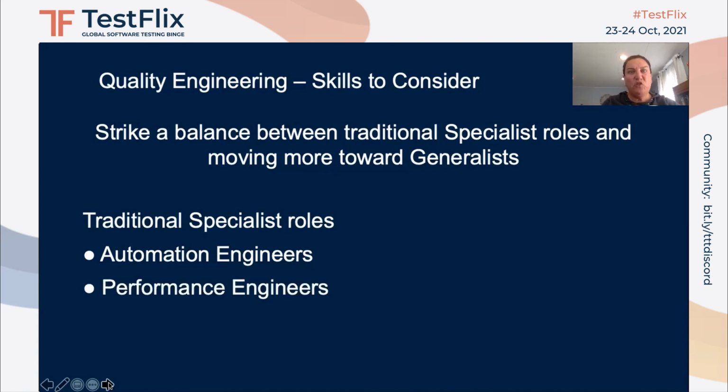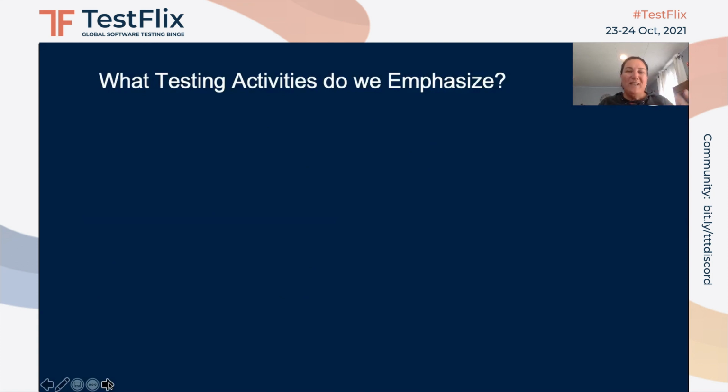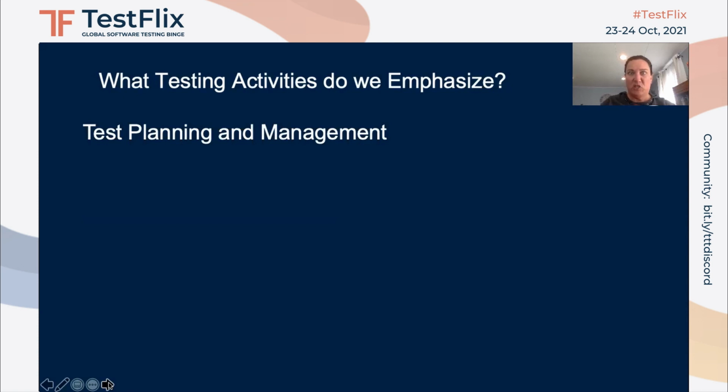So when we think about those traditional specialist roles, the quality engineering role really aims to take some aspects of those more traditional specialist roles and bring them into more of a general service that we provide. So what testing activities do we emphasize specifically? Well, some of those are test planning and management. Everyone probably is planning and managing their tests, whether they're automated or not, or whether they are scripted or not. And we generally emphasize testing of all the things.